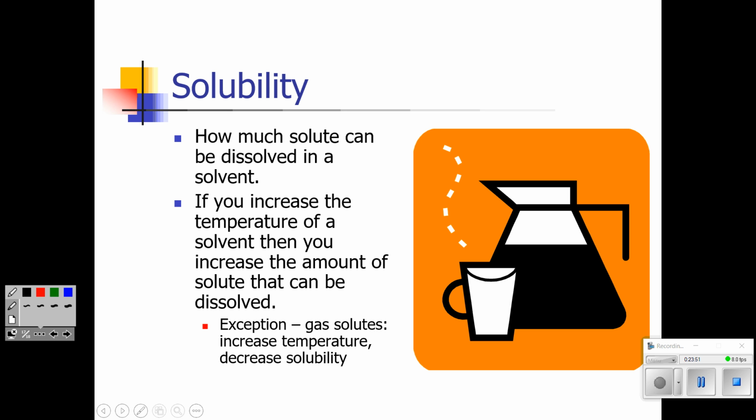The only exception are gas solutes like soda. If you increase the temperature, you decrease the solubility, and that's why soda can become flat in hot temperatures. That increased temperature is going to cause the soda to not be able to keep that carbon dioxide dissolved, so it becomes flat. So solubility is how much a particular solvent can dissolve when we're referring to solutes.